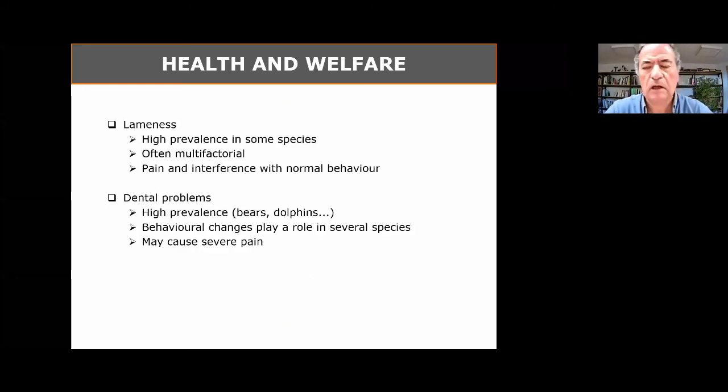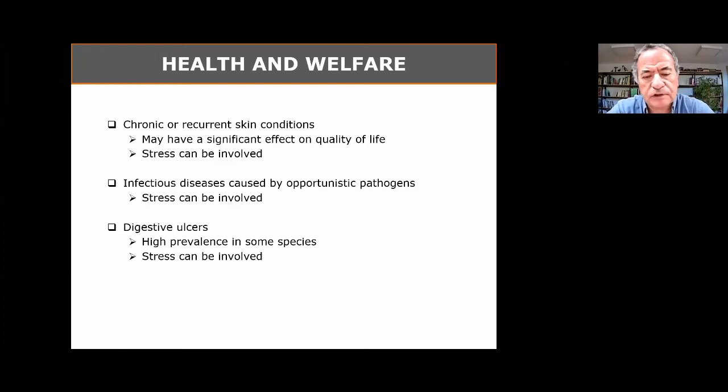For example, this is not meant to be a comprehensive list, but I think that health issues such as lameness, which have a high prevalence in some species, are very often multifactorial, reflect painful conditions, and interfere with normal behavior. Lameness should be part of any welfare assessment protocol. The same applies to dental problems, again with high prevalence in some taxonomic groups.